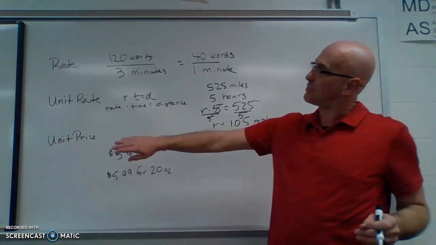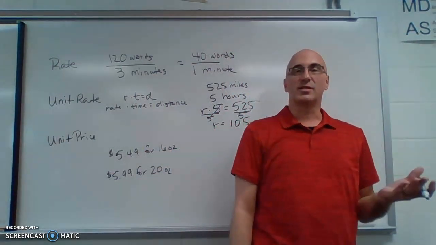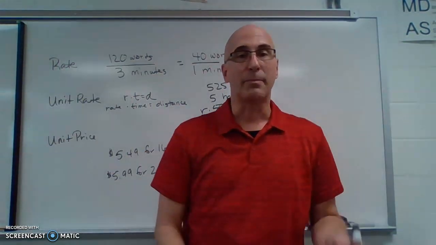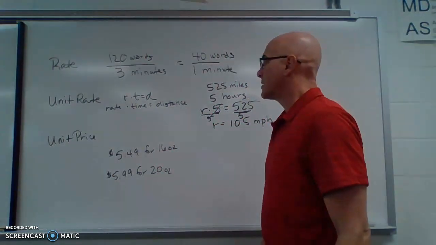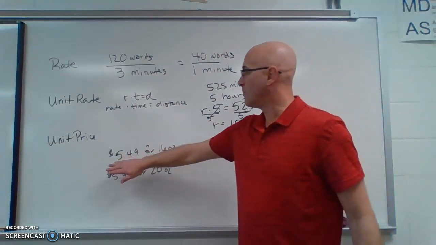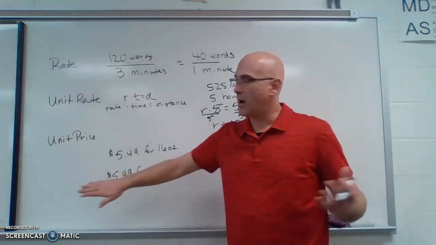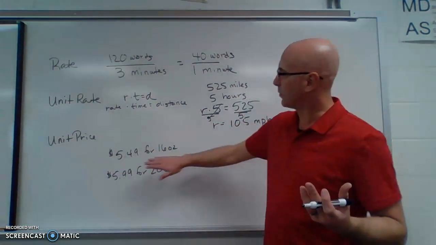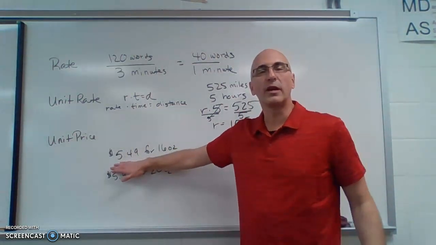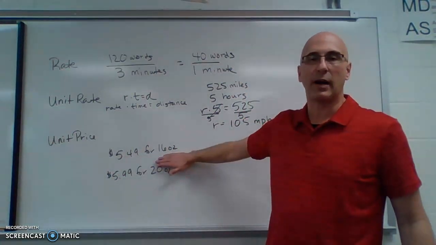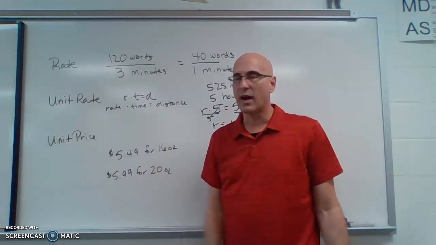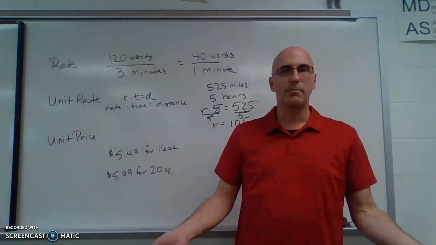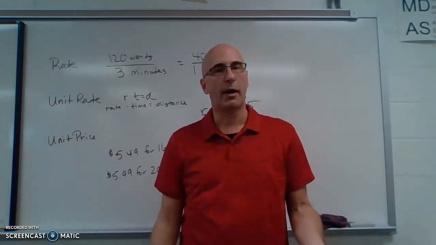All right, now we can also discuss unit price. This is something that you would use to find the best deal when you are purchasing something at, say, the grocery store. Say we have, you're buying a box of cereal. And it's $5.49 for a 16-ounce box. But right next to it is a 20-ounce box for $5.99. What's the better deal? What should you buy?